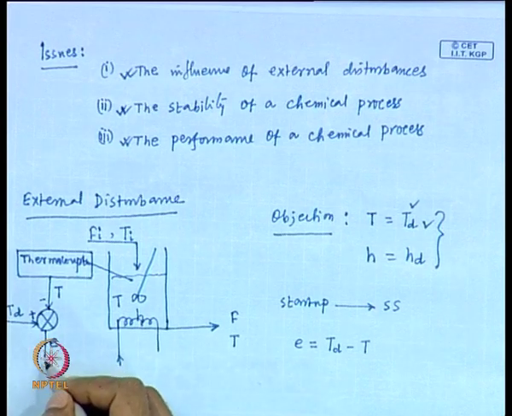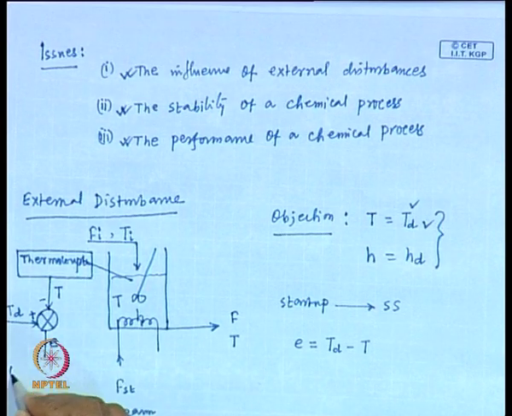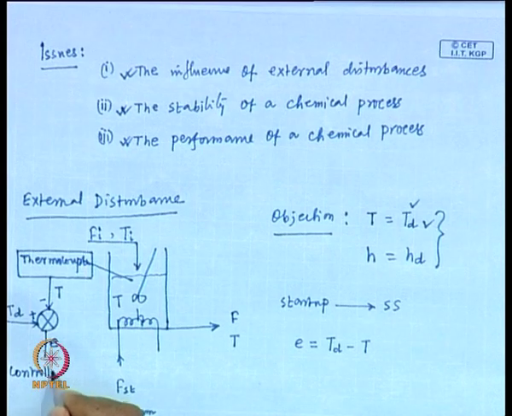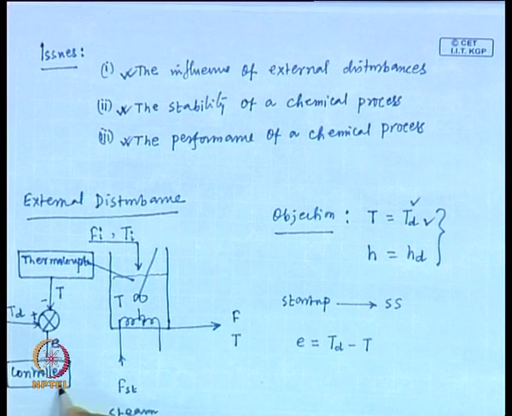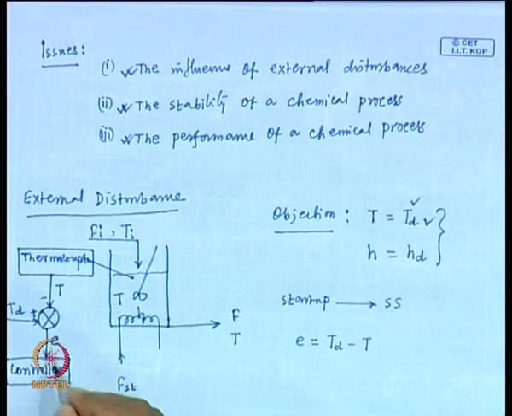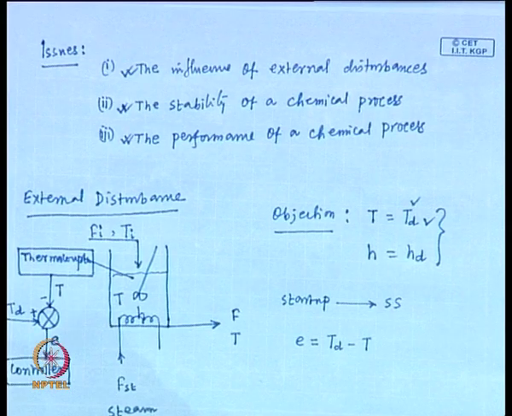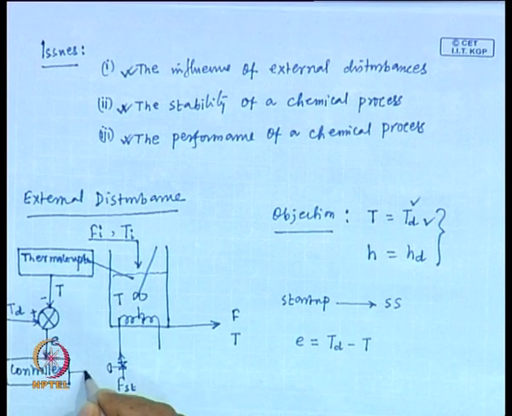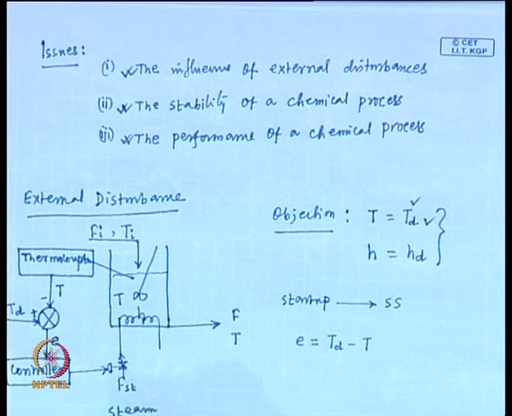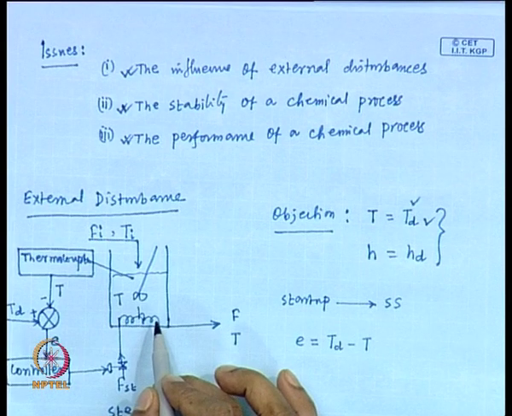This error signal goes to a controller. This error signal is the input to the controller. Then this controller produces or calculates control actions, and that control action is implemented through this control valve. Fine. So, this is a heating tank system.